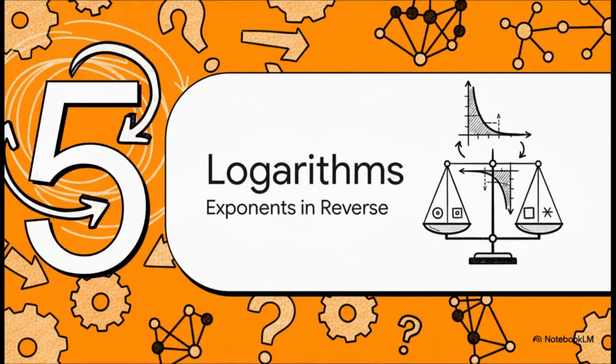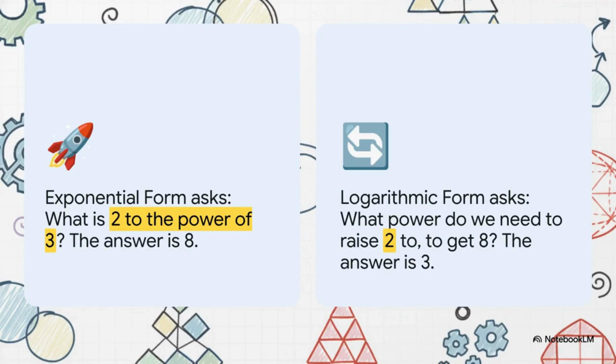All right, for our last stop today, we're going to look at a tool that lets us completely flip our perspective on numbers. It's a way to solve a whole new kind of problem. So on the left, you've got something we all know, an exponent. 2 to the power of 3 equals 8. Simple. The question we're asking is, what's the final result?